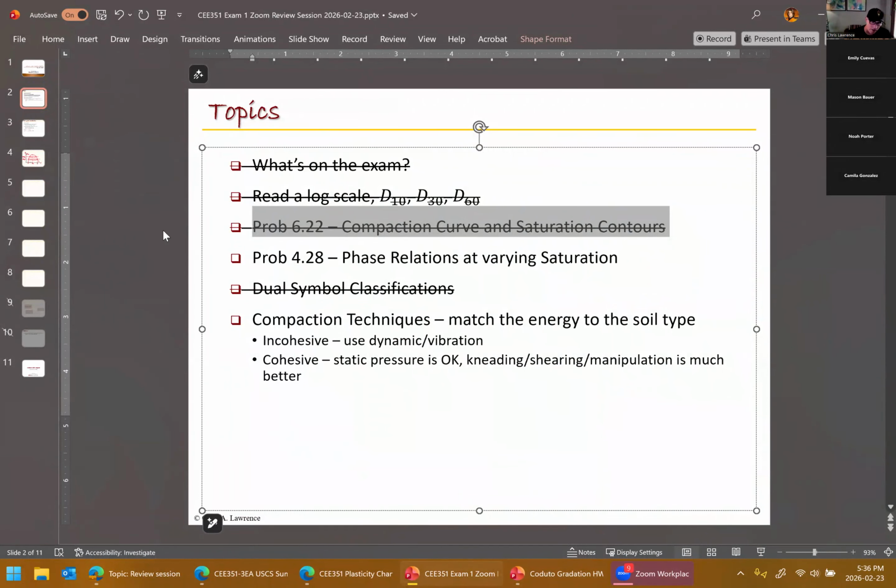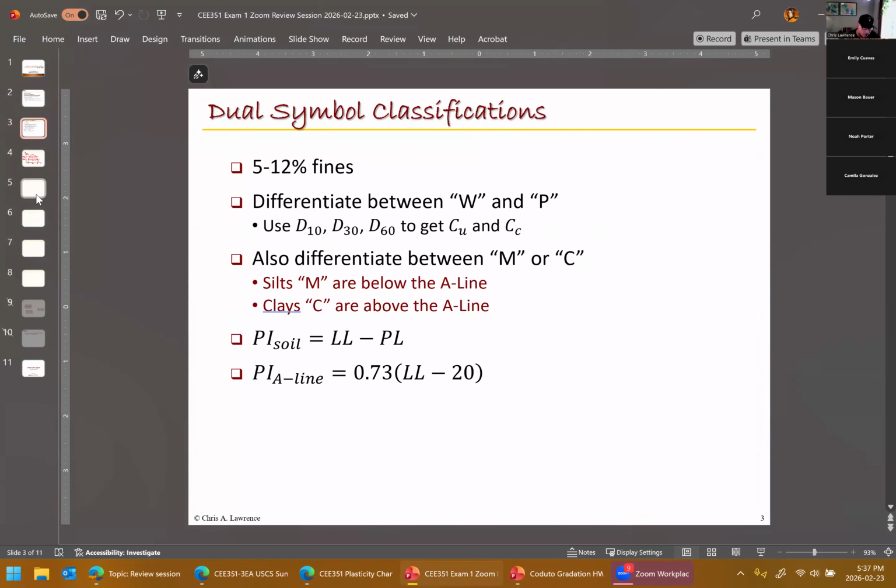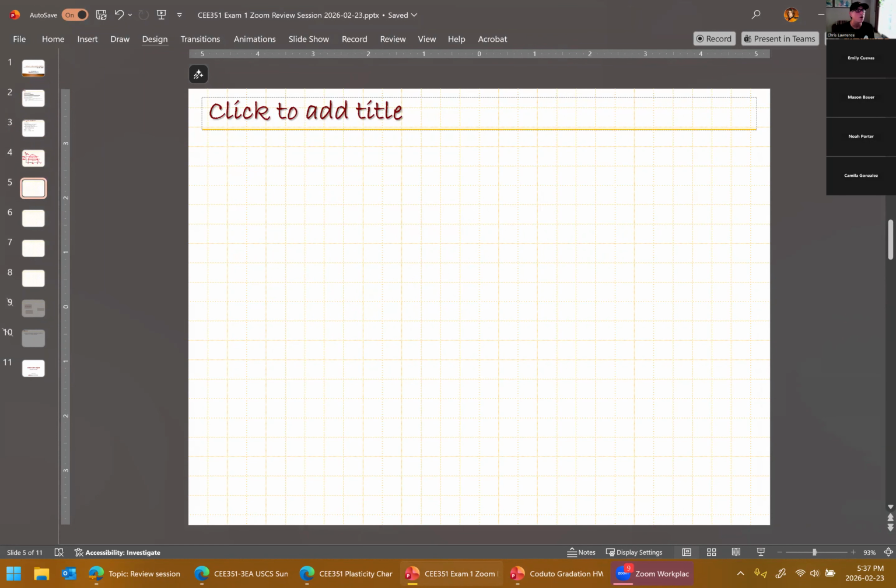Phase relations at varying degrees of saturation. So I was asked specifically about problem 4.28. This is somewhat related, but dives in a little bit deeper than several questions in that assignment. Problems 4.5, 4.8, 4.9, 4.11, and then we get to 4.28.